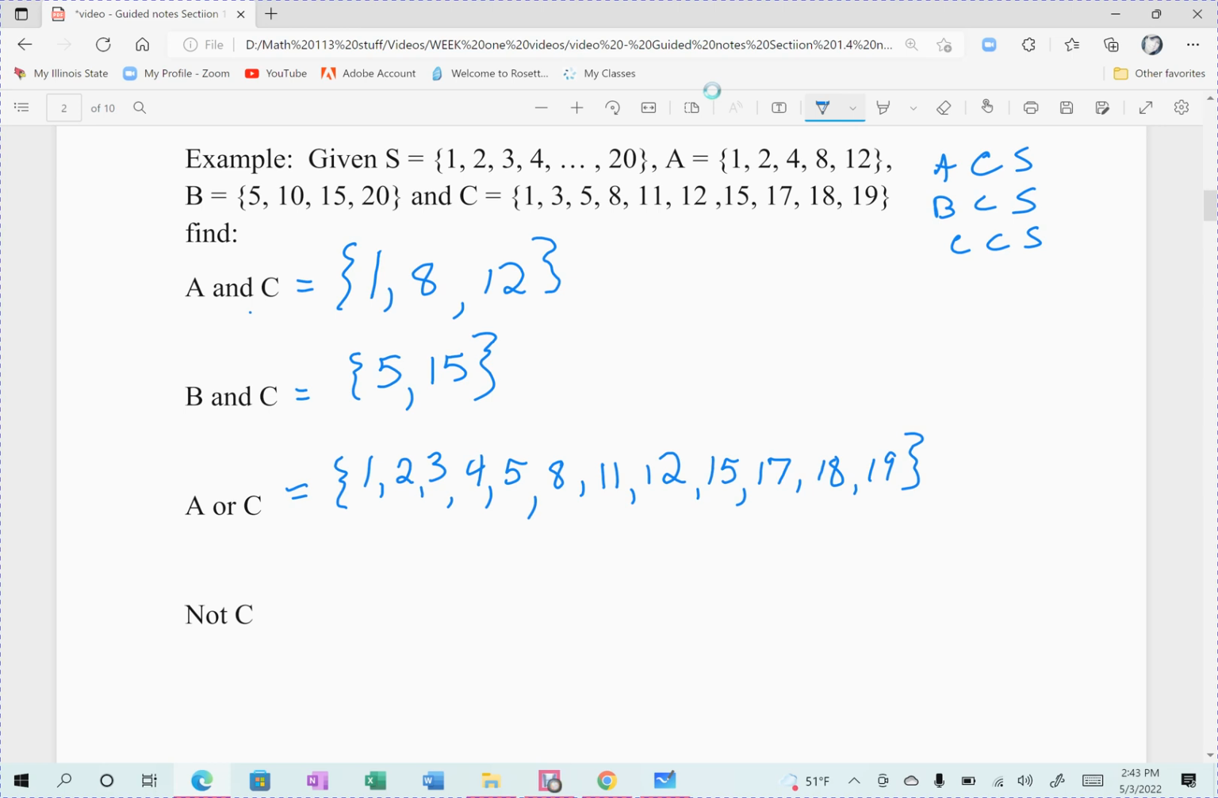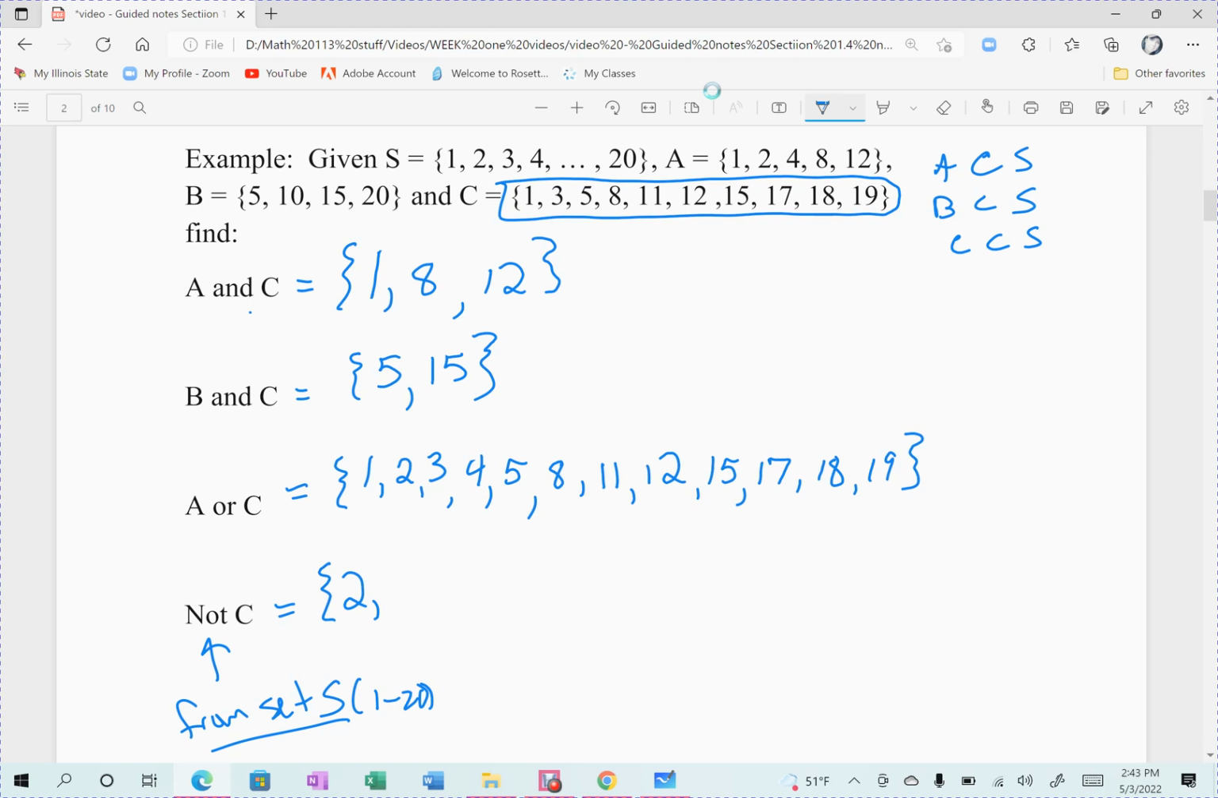All right, the last one, NOT C, which means from set S, which are the numbers 1 through 20. So I can pick any number 1 through 20 that is not in group C. So again, I'm looking at group C, and basically I'm going to do a count. 1 is, so I don't include 1. 2 is not, so I include 2. 3 is, 4 is not.